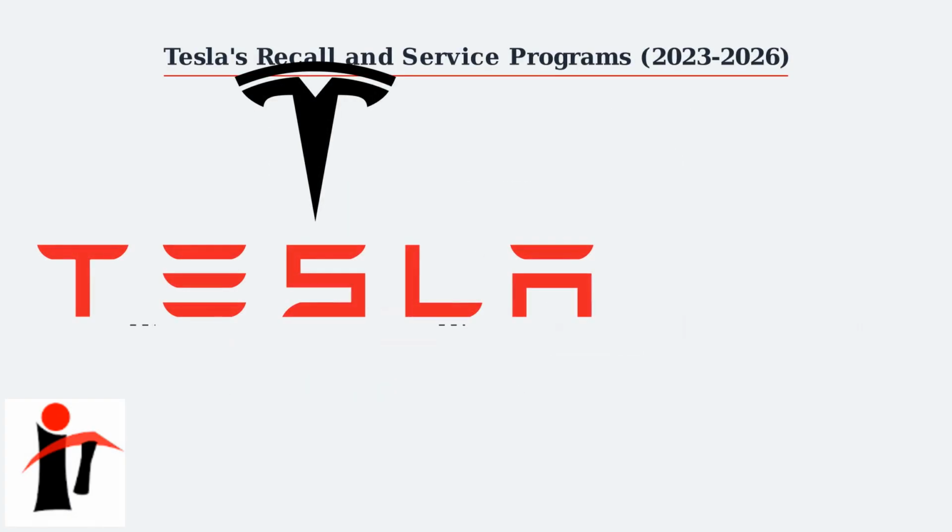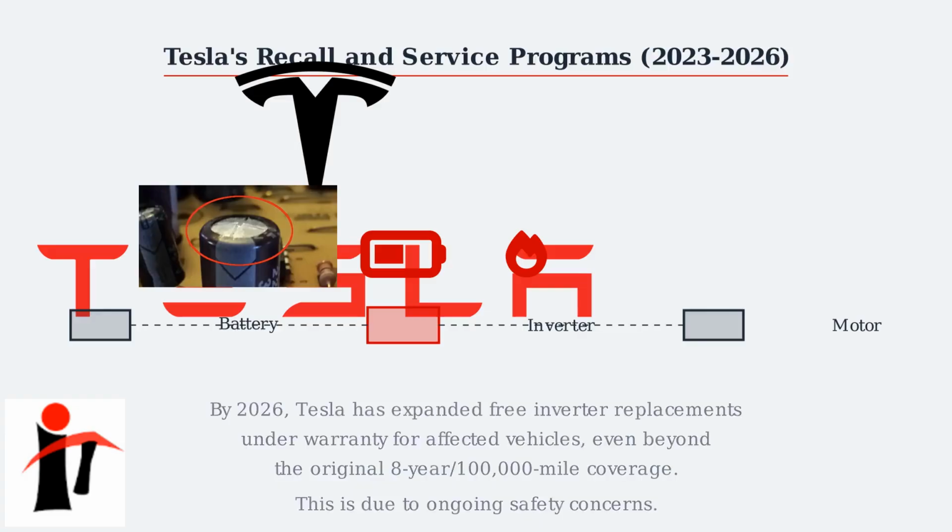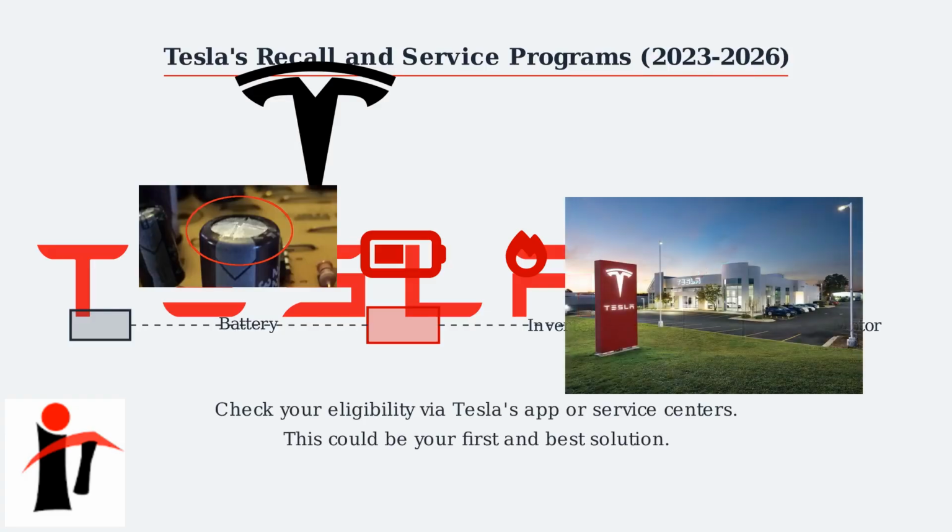Tesla issued recalls in 2023 for 2013-2015 Model S vehicles due to capacitor failures and fire risks. By 2026, Tesla has expanded free inverter replacements under warranty for affected vehicles, even beyond the original coverage, due to safety concerns. Check your eligibility via Tesla's app or service centers. This could be your first and best solution.